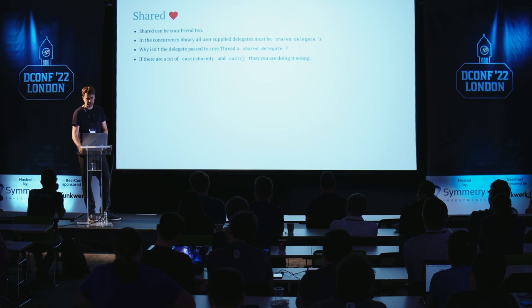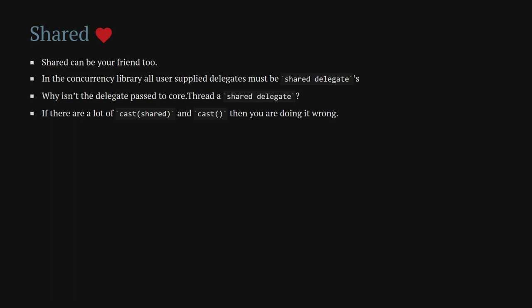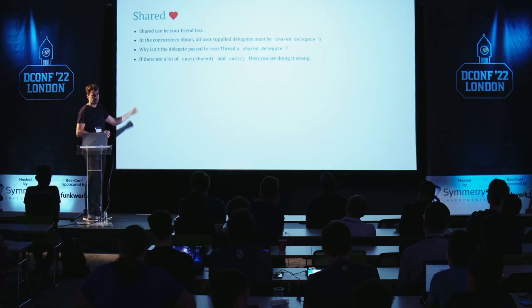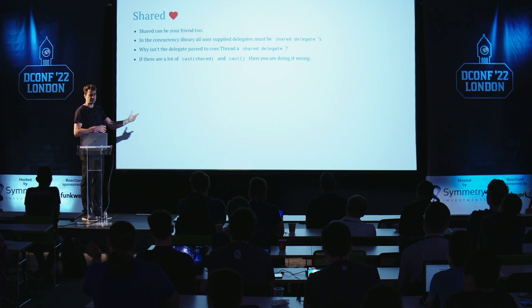Shared. I like shared, actually, for a change. Right? It can be your friend too. It helps you to express to the compiler all the things that can be accessed from multiple threads, multiple execution contexts. And the compiler helps you honor that. So every user supplied delegate that's passed in the concurrency library has to be shared. Why? Well, because we don't really know, and we don't really care either, where that code is going to be run, on which thread it's going to be. So all of them have to be shared.